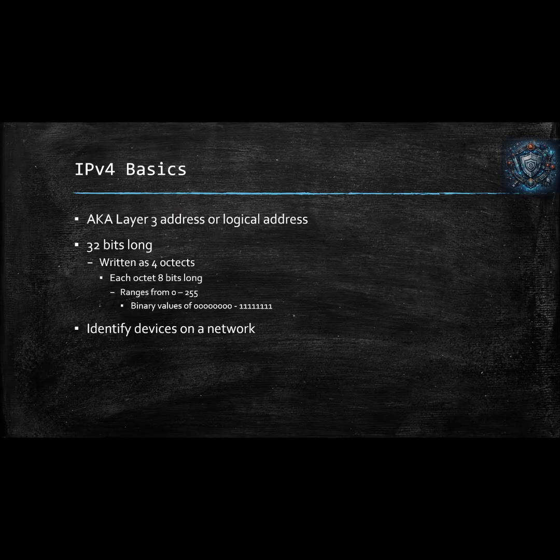We use them to identify devices on a network from a layer 3 perspective, and they're used for routing traffic between networks. So if you're talking about routing between networks, we're talking about IP addresses. Your MAC address is used to an extent, but primarily we're talking about IP addresses when we're talking about routing in general.